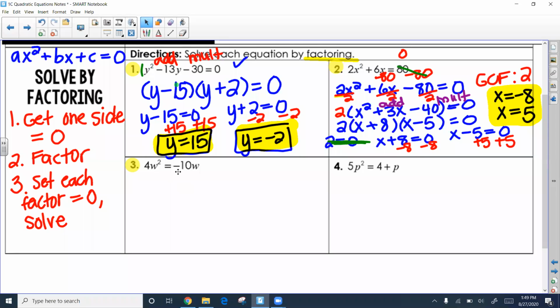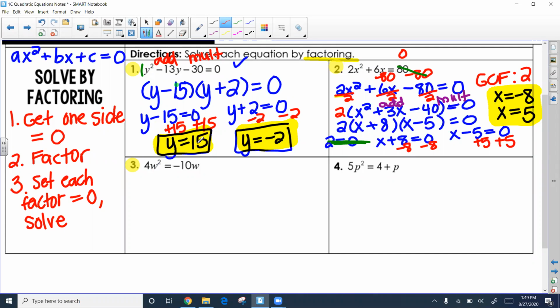Okay, so to solve this, step one is to get one side equal to 0. In this case, it doesn't matter which side I get equal to 0. If I get the left side equal to 0, I would subtract 4w squared. But I don't actually want to do that because we usually want our first term to end up being positive.